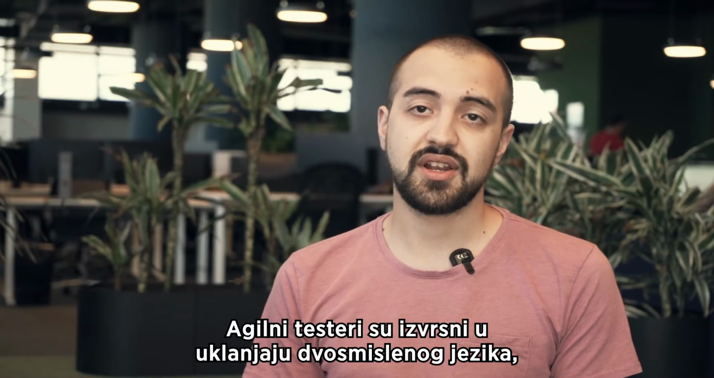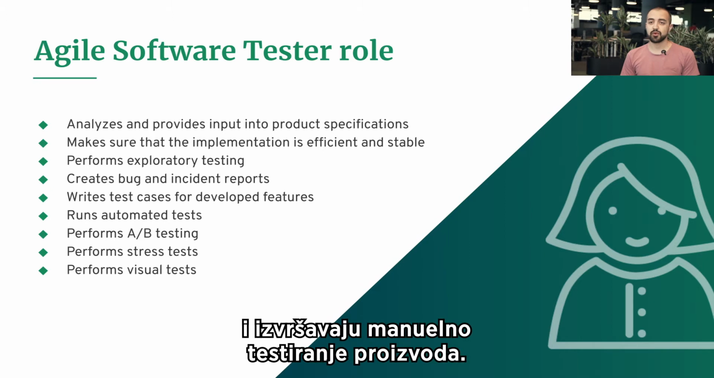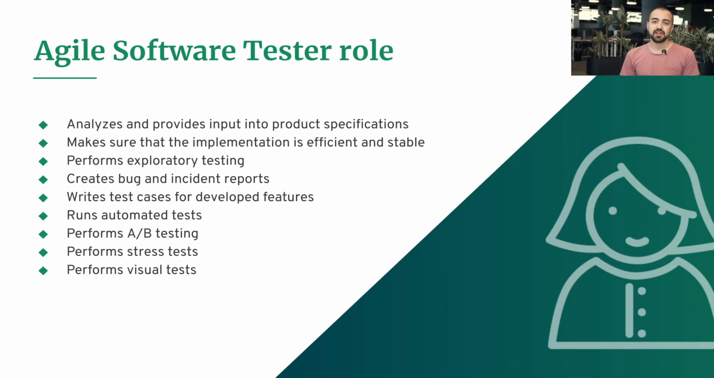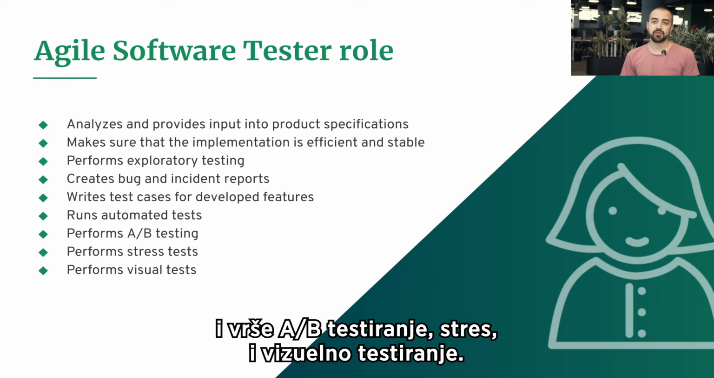Agile testers excel at removing ambiguous language, making sure edge cases are covered, and perform manual tests on the product. Depending on a situation, Agile testers may also run automated tests, perform A/B testing, stress, and visual testing.